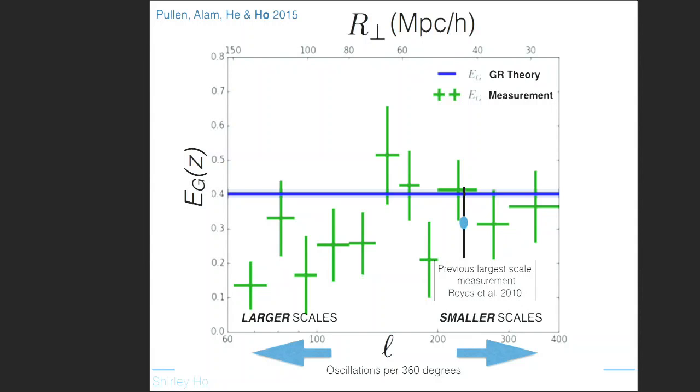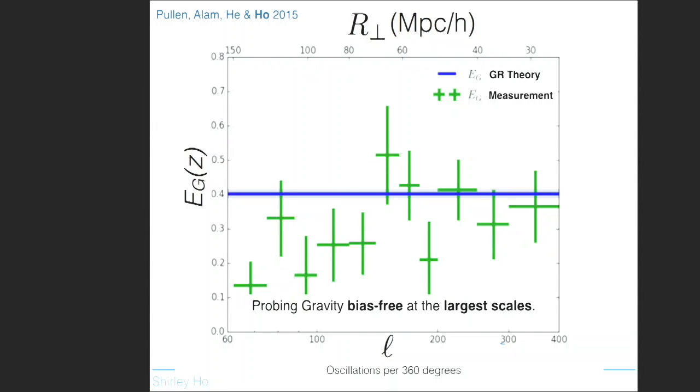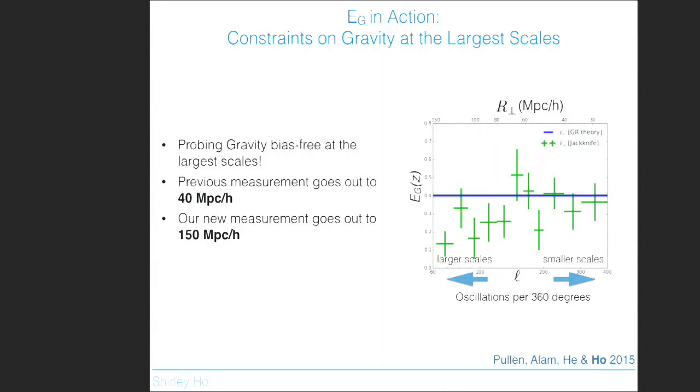You can see that we have very, very large scale measurements of EG, which is really good because that's when we can interpret things easily. The small scale things we have difficulty interpreting because, remember the calculation you did earlier, Kaiser theory, for example, is only valid on large scales. And so it's true for the galaxy-galaxy clustering. We can only do it properly more or less on large-ish scales. So this is probing gravity bias-free at the larger scales, scales that are actually 150 megaparsec large. That's good because we actually can use all of this signal to make some conclusions.